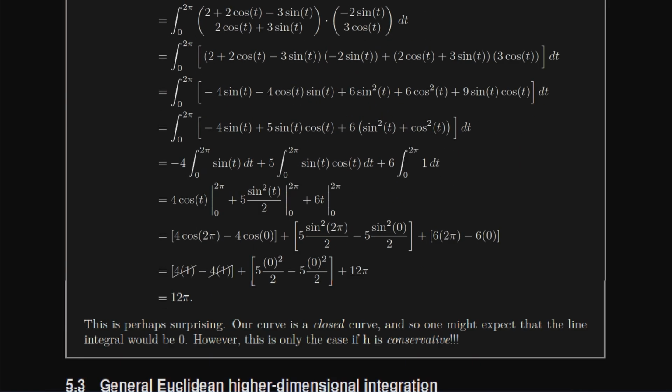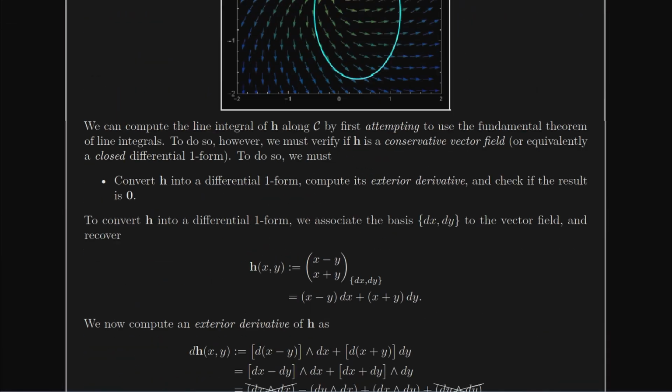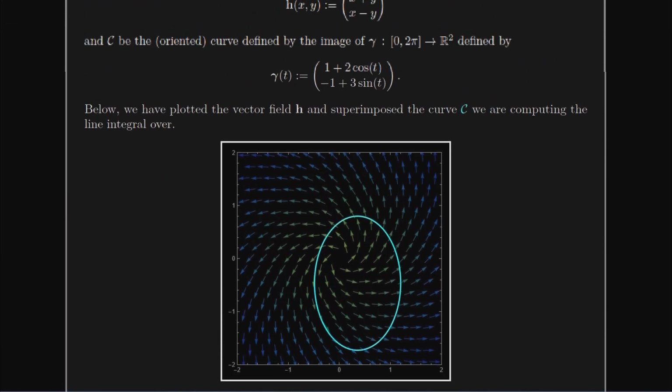So now if I evaluate at the bounds, plugging in 2 pi, I get a cosine of 2 pi, plugging in 0, cosine 0, plugging in 2 pi, sine squared of 2 pi, plugging in 0, sine squared of 0, and 6t, plugging in 2 pi, 6t, plugging in 0. Simplify everything. Turns out those are canceling. We get a bunch of sines equal to 0. We just get 12 pi as the final line integral in this particular case, even with a closed curve, right? So 12 pi is not equal to 0.